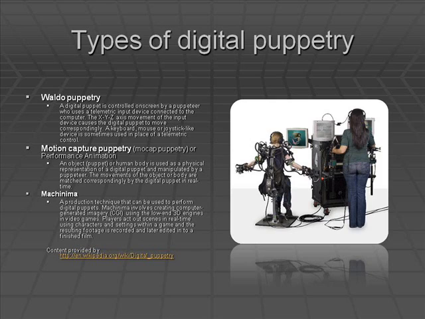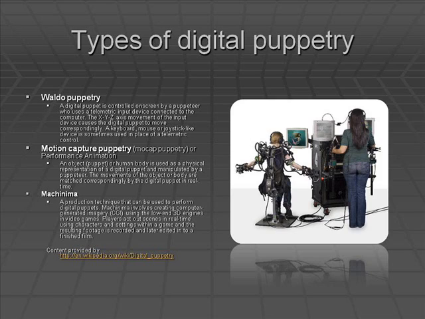He uses a telemetric input device connected to the computer. The XYZ axis movement of the input device causes the digital puppet to move correspondingly. A keyboard, mouse, or joystick-like device is sometimes used in place of the telemetric control. And this is standard on several of the different digital puppetry software and hardware setups that are on the market today.